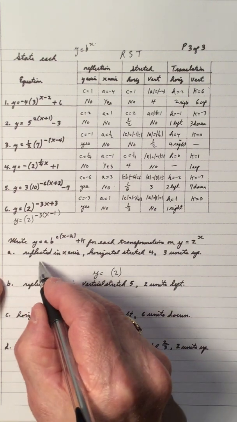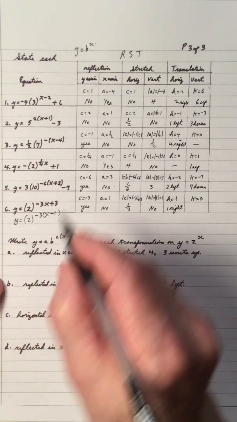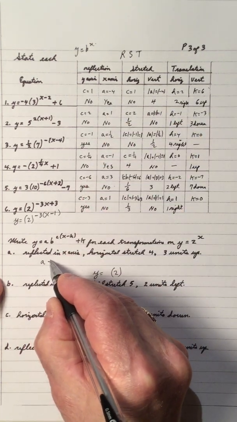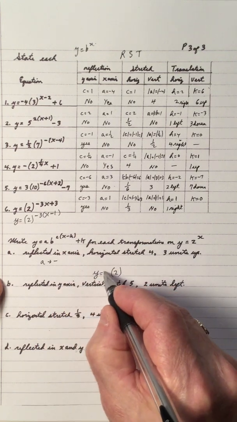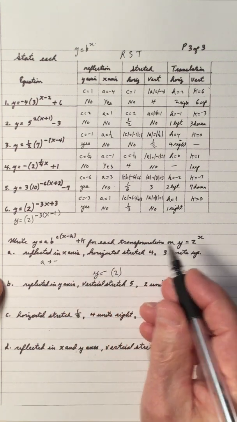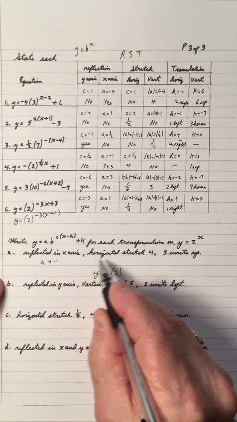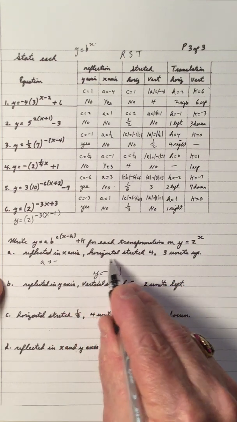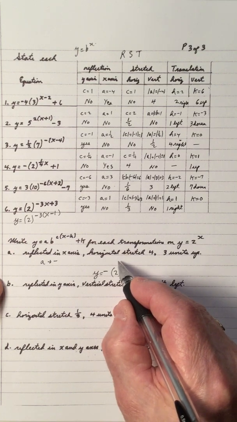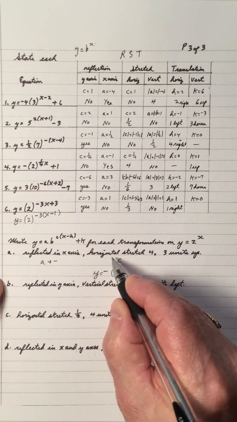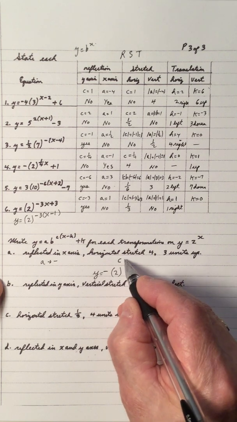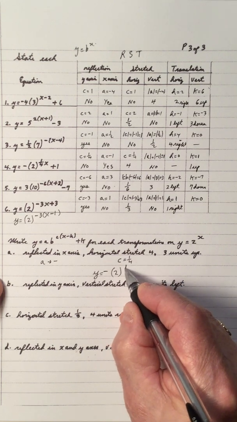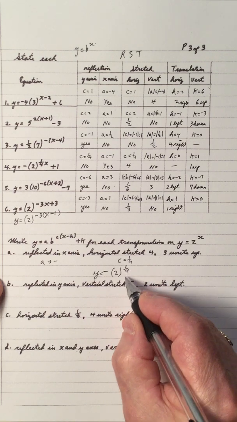When you reflect in the x, you're looking at the a value. So that means the a value is negative, so I can put a negative here. Now I have no vertical stretch, so the a is 1. A horizontal stretch is in terms of the c. So if the horizontal stretch is 4, that means the c in the equation is 1/4. So the c goes right here as 1/4.